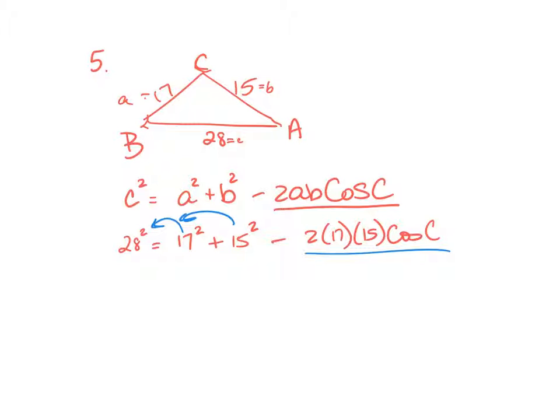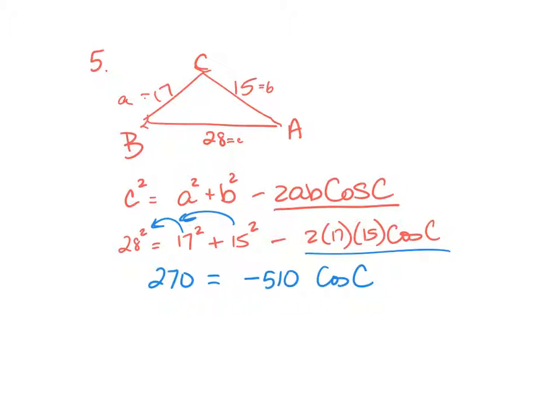So now we have to move the 17 squared and the 15 squared to the left. So it's 28 squared minus 17 squared minus 15 squared. And that gives me 270 equals negative 2 times 17 times 15, which is negative 510 cosine of C. Now I'm ready to leave the cosine of C alone. So I take the 270 and divide it by negative 510.